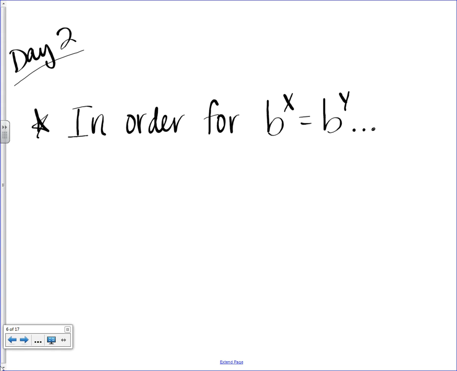Okay, so yesterday we talked about how to change from logarithmic form to exponential form. Today we're going to keep going here with logarithms.